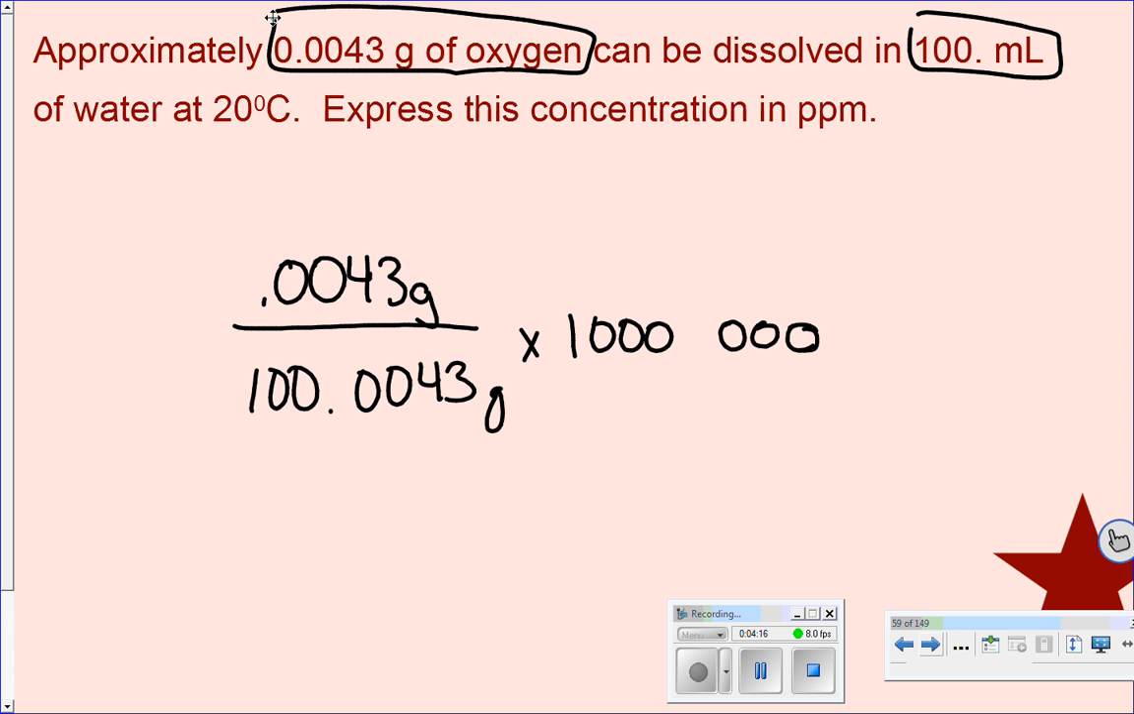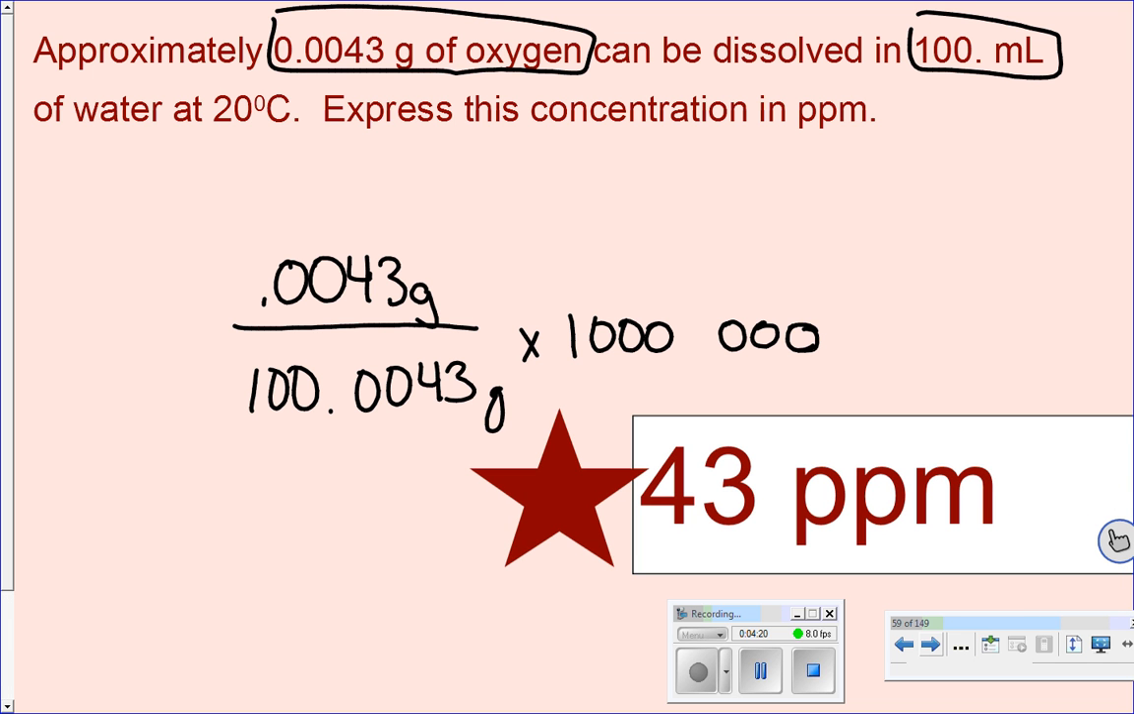So this is a more adequate example in terms of we have a very small amount of oxygen. It's just 0.0043 grams, but it makes it look like a number that people can kind of handle a little bit better because it's not a decimal. So it's 43 parts per million.